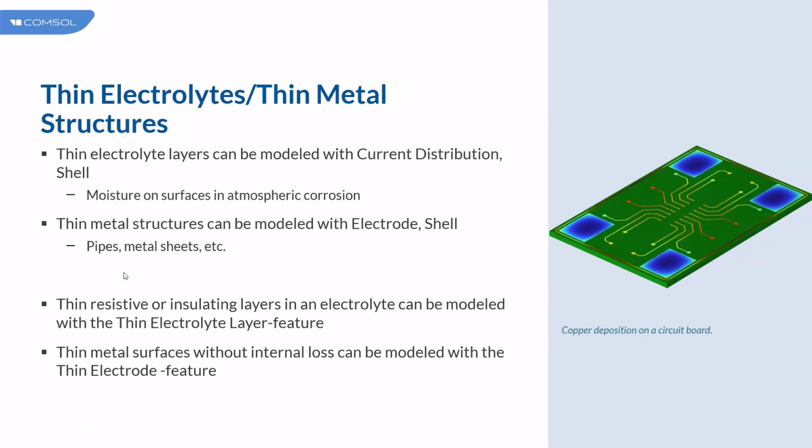In the case you have a thin resistive or an insulating layer embedded in an electrolyte, this can be modeled with a thin electrolyte layer feature inside the current density interfaces that we have. And it's also possible to model thin metal surfaces without internal loss with the thin electrode feature. And I will show a demo of this later on.